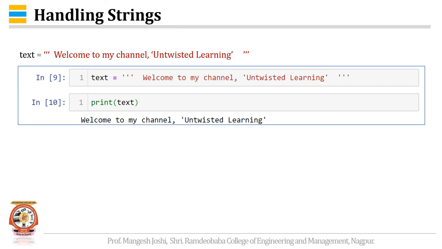As displayed over here, I have enclosed the string welcome to my channel Untwisted Learning in three single quotes, and I am printing the value of text. What am I getting? I am getting welcome to my channel, and inside single quotes Untwisted Learning. Now this is exactly how I want to print my string. Is it understood? I hope it is understood. If you have any queries regarding this, you can ask in the comment box. Similarly, instead of three single quotes, you can also use three double quotes. There will be no problem at all.